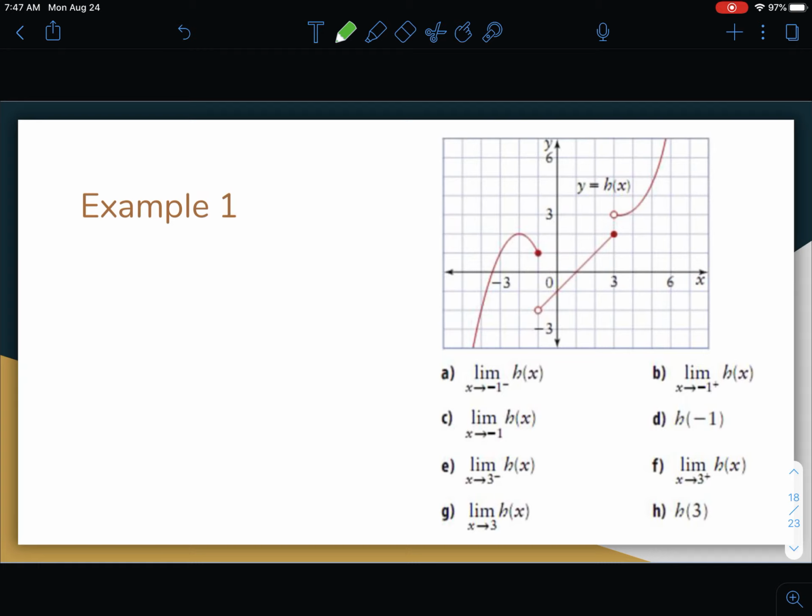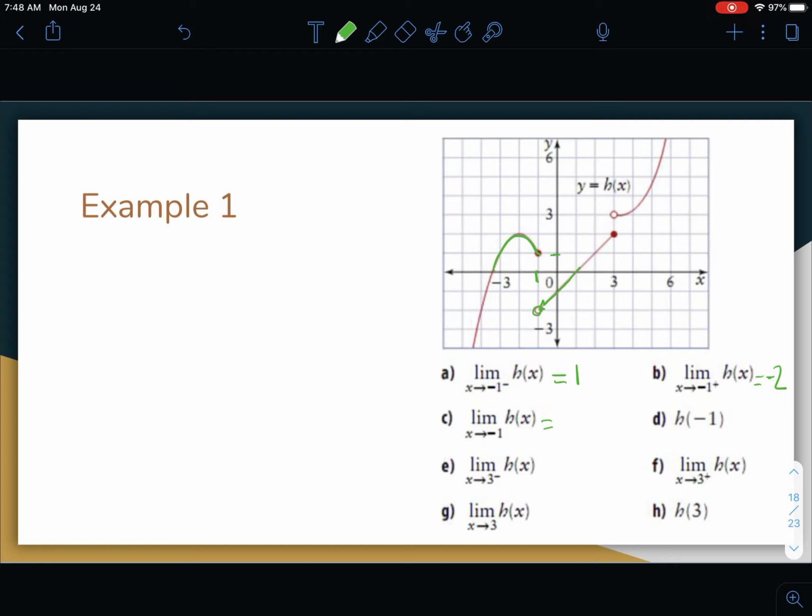Okay, so for this example, and again, please pause me and give these a try. First one is saying the limit of h of x as x approaches -1 from the left. Here's -1. I'm coming in from the left and I'm approaching +1. This B is saying, hey, as x approaches -1 from the right. So I need to come in this way and I'm approaching -2. So the limit of h of x as x approaches -1 from the right is -2.